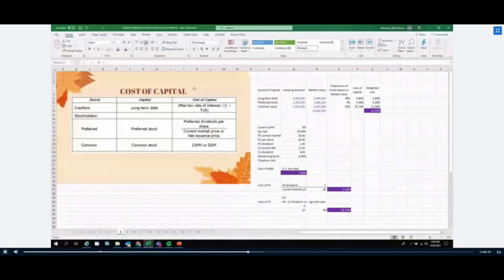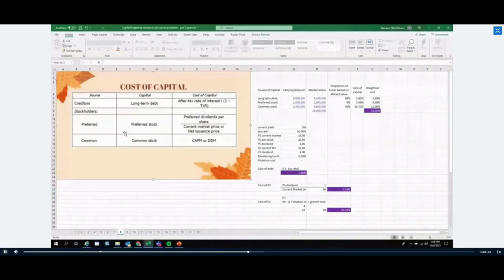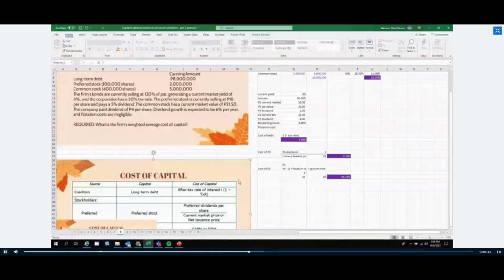Puntahan natin ngayon yung cost of preferred stock. Alam naman natin yung formula. That's preferred dividends per share divided by current market price or net issuance price. Since meron ka na ngayong preferred dividend, 1 peso daw. Paano na-compute yung 1 peso? Simply, 20 pesos par multiplied by 5%.